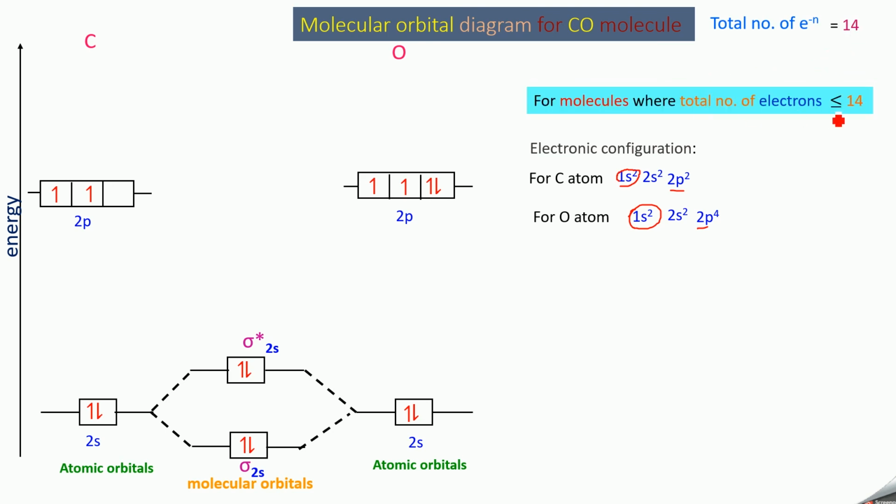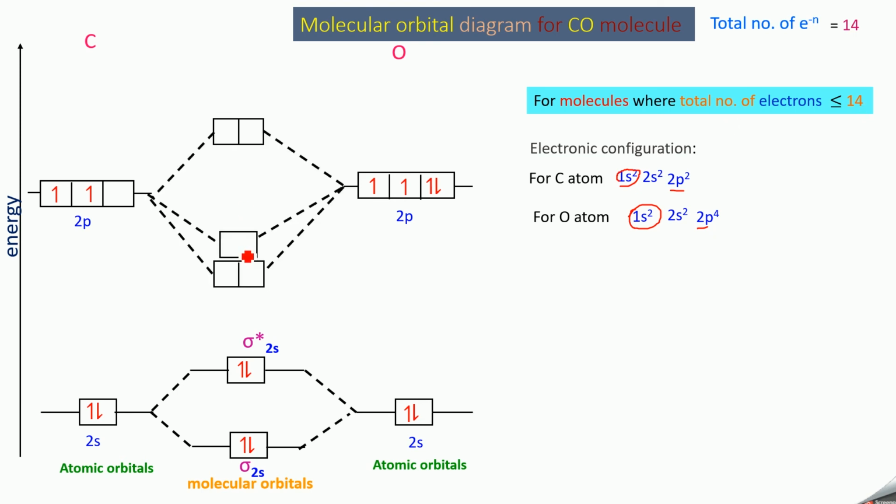Since the total number of electrons is equal to 14, we have to follow this order, that is 2, 1, 2, 1. Pi 2px and pi 2py will be in lower energy, then comes sigma 2pz. And here pi star 2px, pi star 2py and sigma star 2pz. Now the total number of electrons is 4 and then 6. So fill it here in molecular orbitals. So you will be getting like this. So this is the molecular orbital diagram for carbon monoxide molecule.